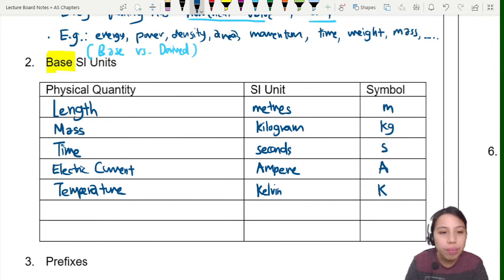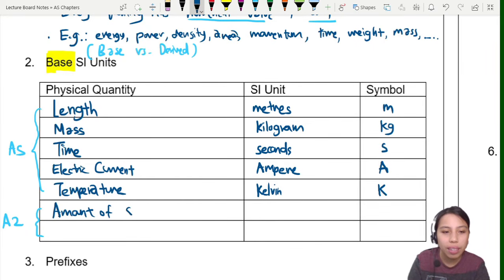SI unit. Okay, there are two more that we will learn a little bit more in A2. All these five we've covered are what we will see a lot in the AS, the first part of your A levels. The last two we'll see more in A2, the second part of your A levels. The very first one is the amount of substance. Let's say I have carbon. How much carbon? If I have oxygen, how much oxygen? If you take chemistry, you will see this a lot. It's a good friend.